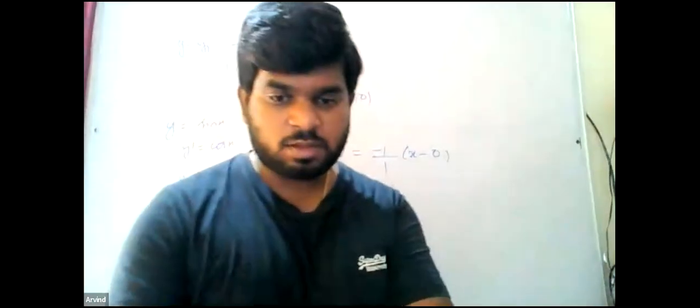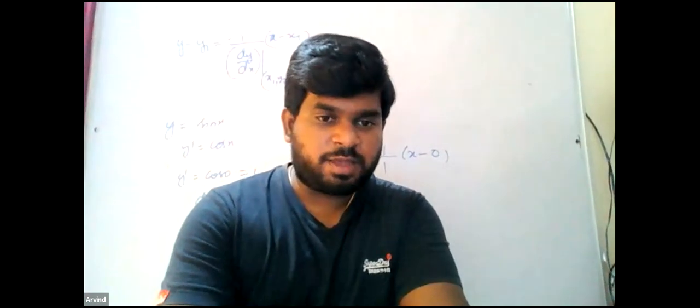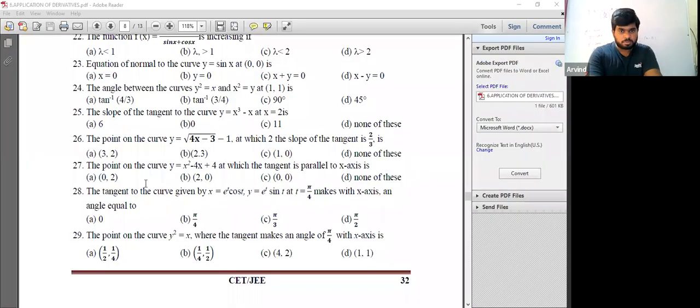dy by dx ಕಂಡುಹಿಡಿದ್ವಿ. ಅವ್ರು ಕೊಟ್ಟಿರೋ ವ್ಯಾಲ್ಯೂ 0, 0. Substitute ಮಾಡಿ, you got the slope. Substitute here. That is all we have done. So the answer will be x plus y is equal to 0. That will be option C.